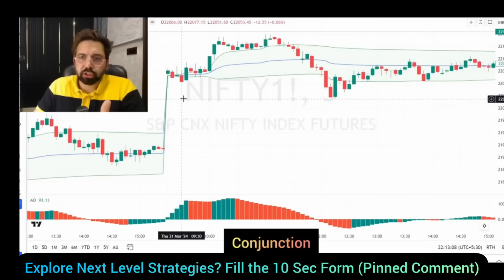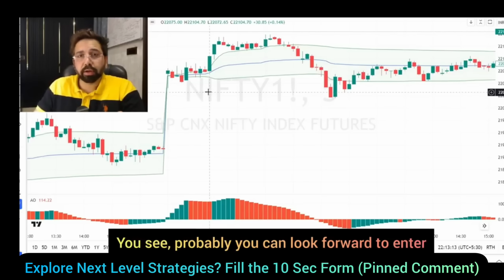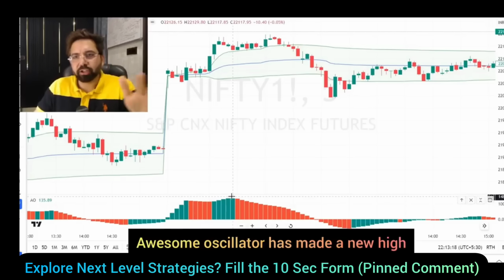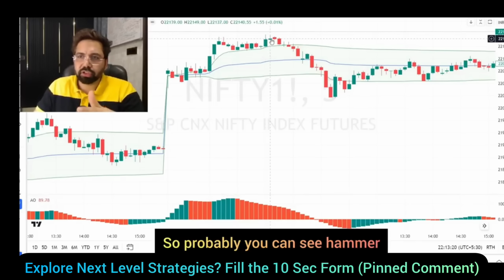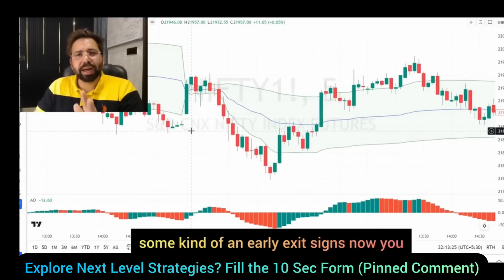Now, here, what do you see? Conjunction, you see? Simple, easy stuff. You see a breakout, and probably you can look forward to entering if this trading method suits your style. And what do we see? Awesome Oscillator has made a new high. So it's a wave, and now the wave is crashing. So probably you can see a hammer and all. You can always book it. Always better. Awesome Oscillator gives you some kind of early exit signs.